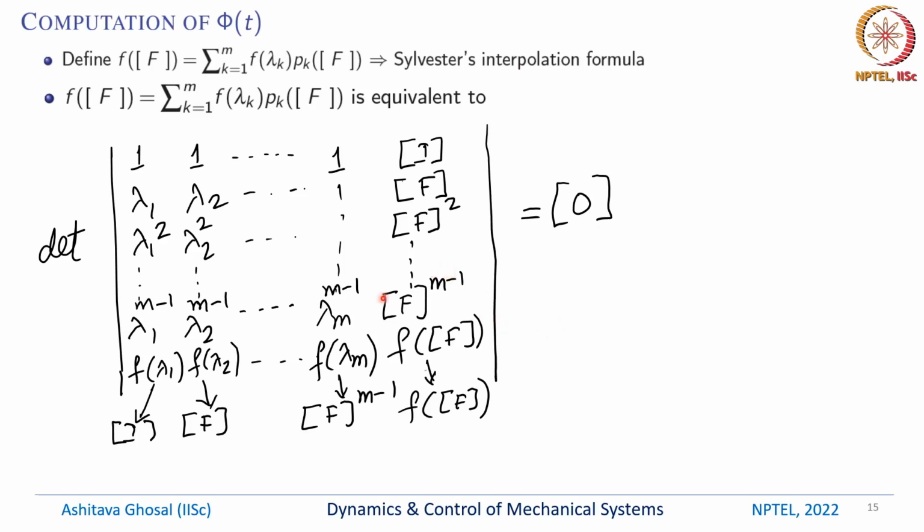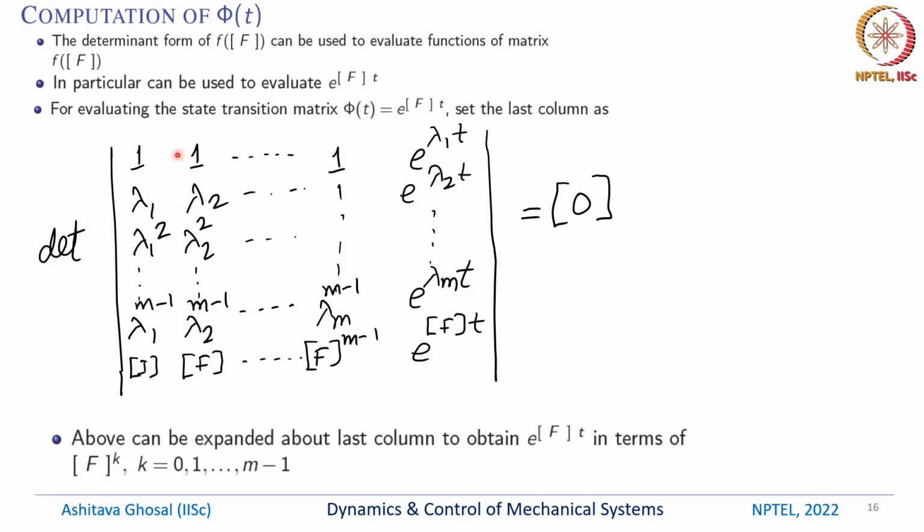So what do we have? I want to find out e to the power F. I have done so much math and so much background, but eventually I have a way to find the exponential of a matrix, because for this function f of this matrix F, I can choose anything. Okay. So the determinant form of f of this matrix can be used to evaluate functions of a matrix. Okay, so any function f of this matrix F. In particular, we can use this determinant form to evaluate e to the power Ft.